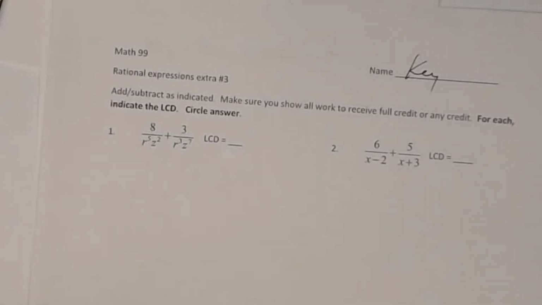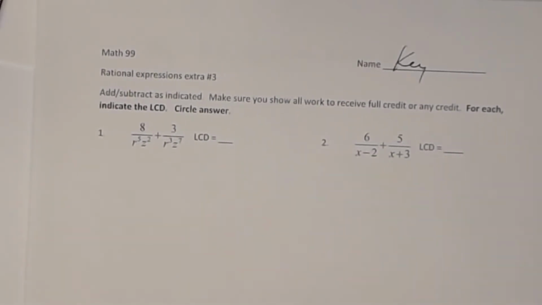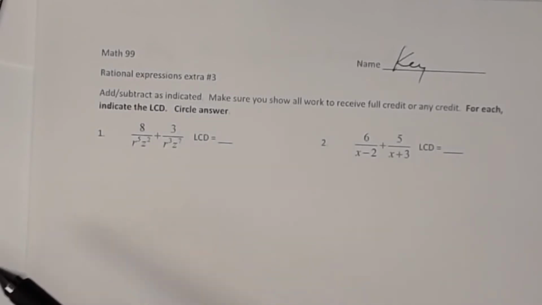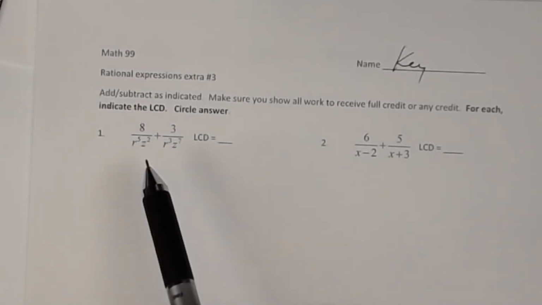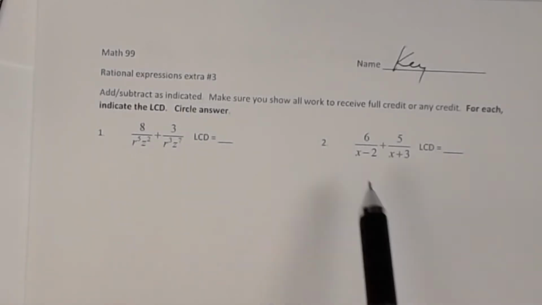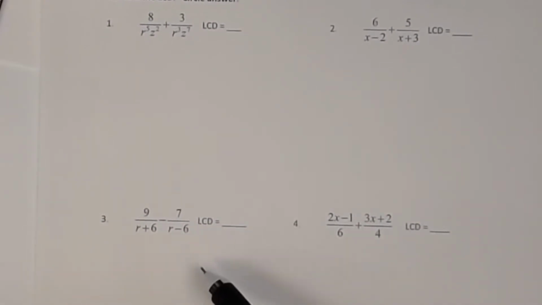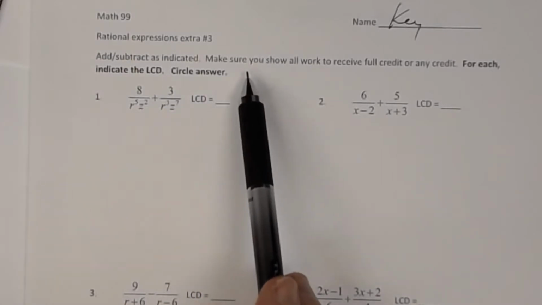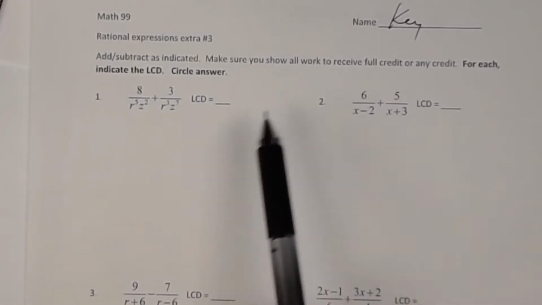This is the key to rational expressions, and this is the worksheet called Extra number 3. So make sure you're looking at the one that says Extra. In the problems that you see, you want to add or subtract rational expressions. And the direction says make sure you show all work to receive full credit or any credit.